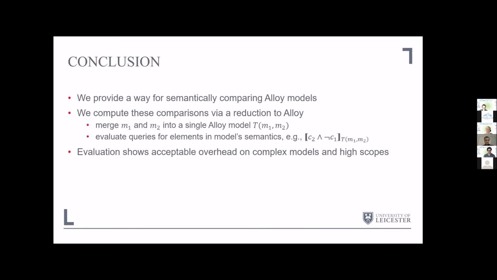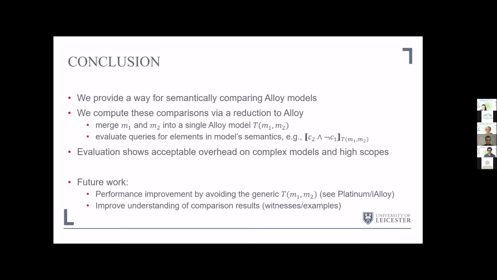And as a conclusion, we now have a way of semantically comparing Alloy models, and the input and output is actually the same as Alloy would compute for the individual models. So the instances that you get are compatible exactly with your original models. We compute these comparisons via a reduction to Alloy, where we merge it into a single model, and then we can evaluate these model semantics, basically using the constraints that we collect on the way. We have probably an acceptable overhead on complex models and even with quite high scopes.